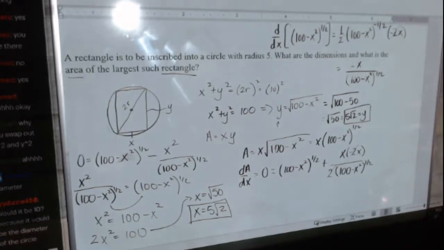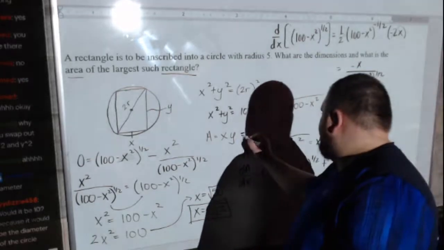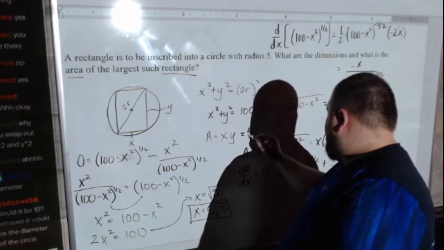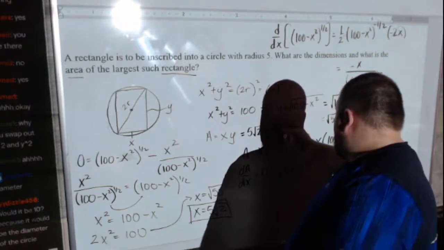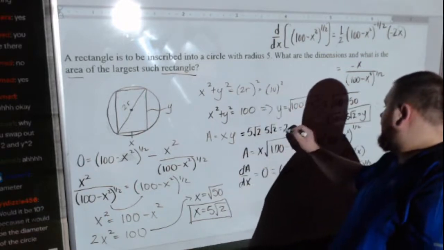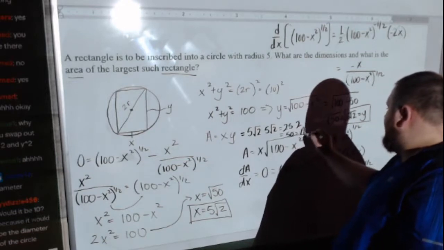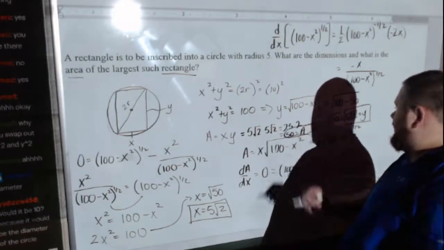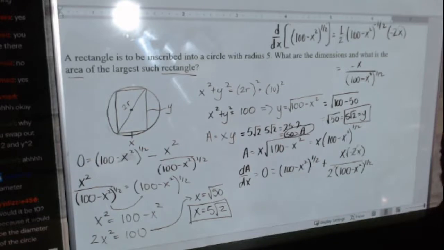And it says, what is the area? Well, that's x times y. So that's 5 root 2 times 5 root 2, which is 25 times 2, or 50. So length 5 root 2, width 5 root 2, and area of 50.